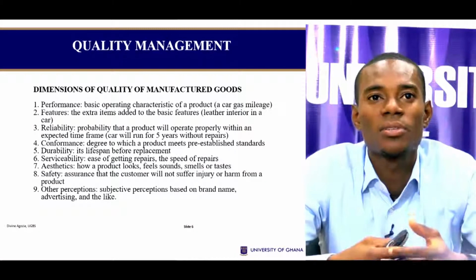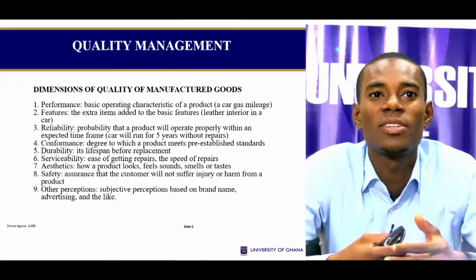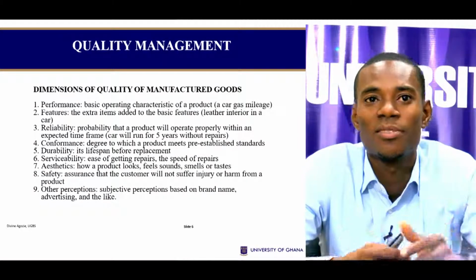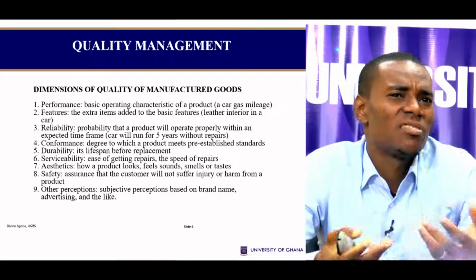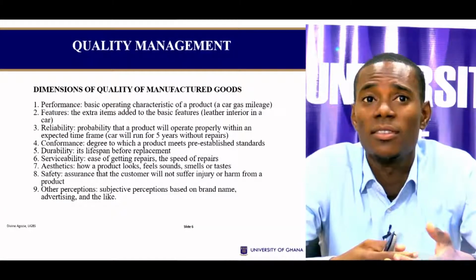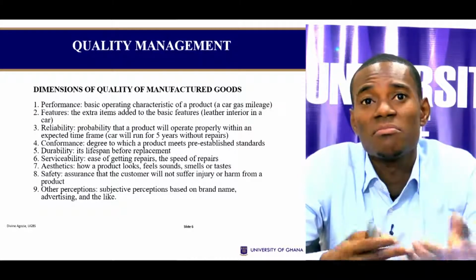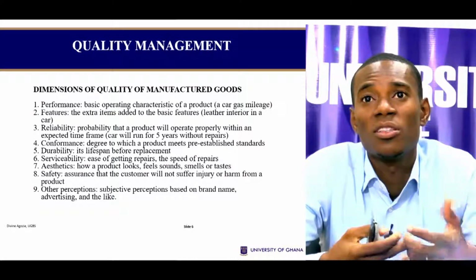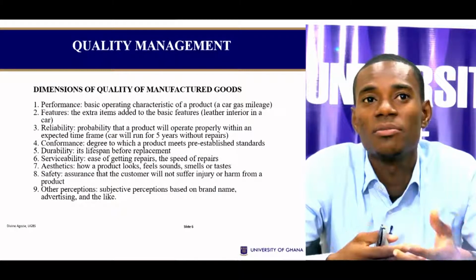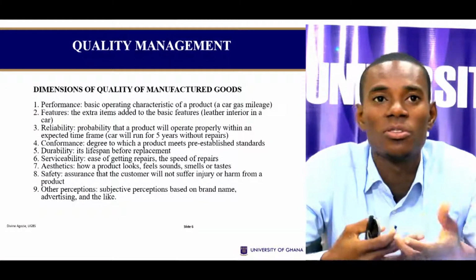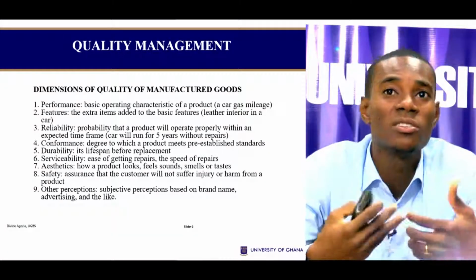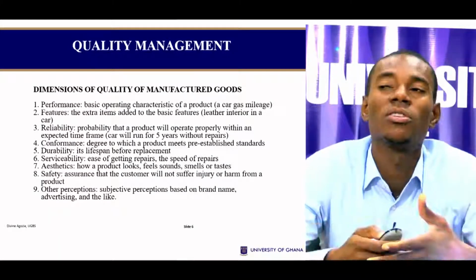And then other perceptions, like subjective perception based on brand name, advertising and stuff. Typically, I love this example, I'm not doing an advertisement, but generally the average Ghanaian has the idea that if you go to Melcom, things are cheaper. And if you go to some other places, things are quite expensive. Why? Those are some subjective perceptions. Once you hear the brand name Melcom, you think of cheaper prices and items. But now there are other brands as well. You go to Mr. Price and ShopRite and all that. So these are all other perceptions that we judge quality on, considering some product.